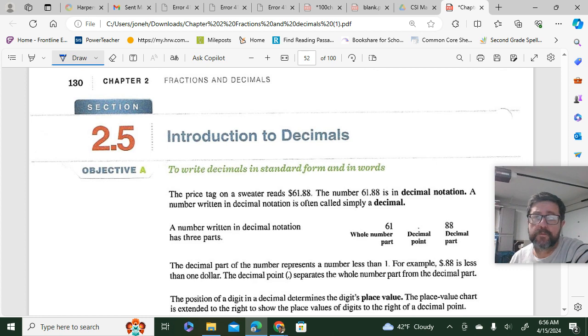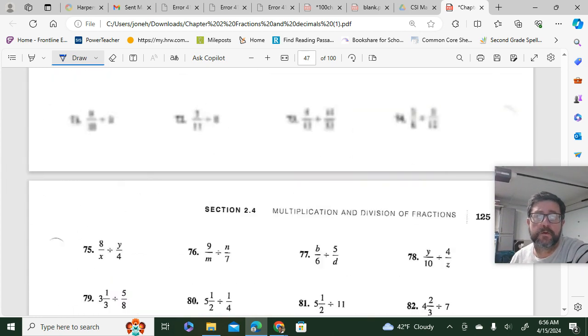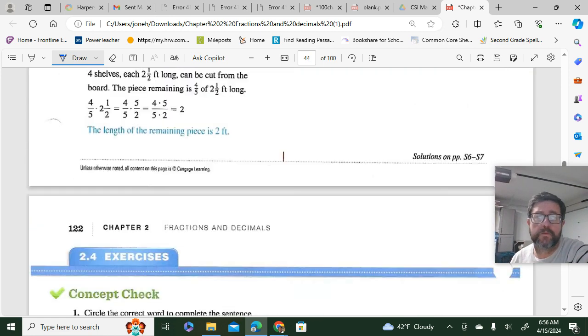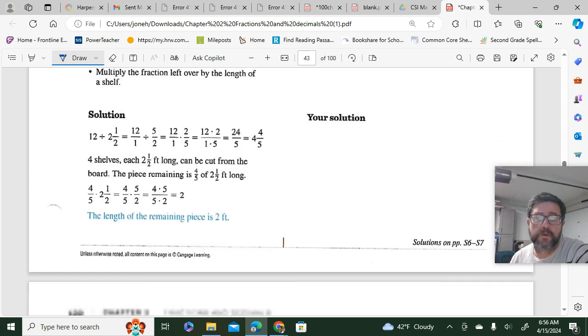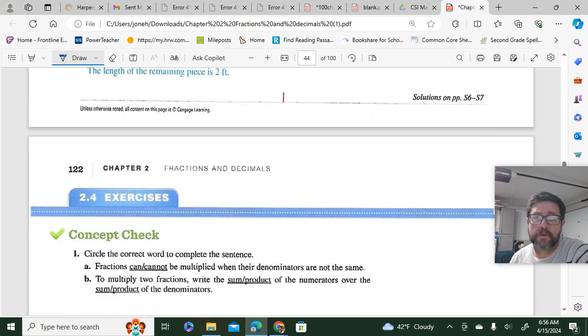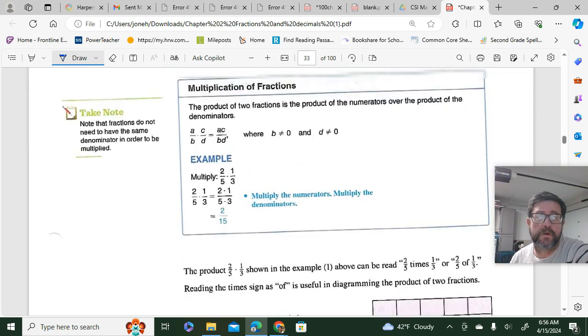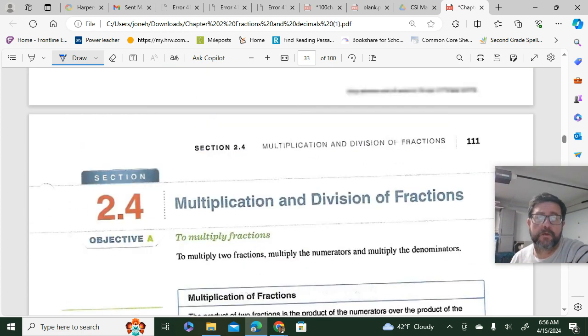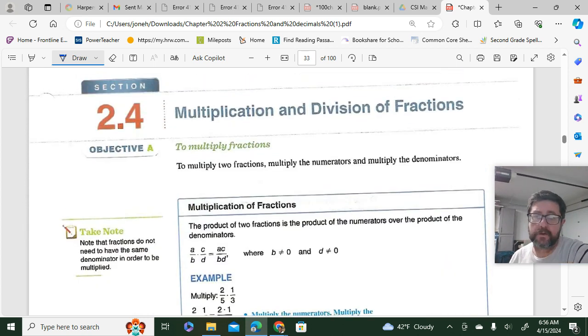And the next one, introduction to decimals. Okay, so we're going to be doing decimals next. Now we're back to 2.4. We will get to this. Multiplication I find easier, and we will be getting into this.